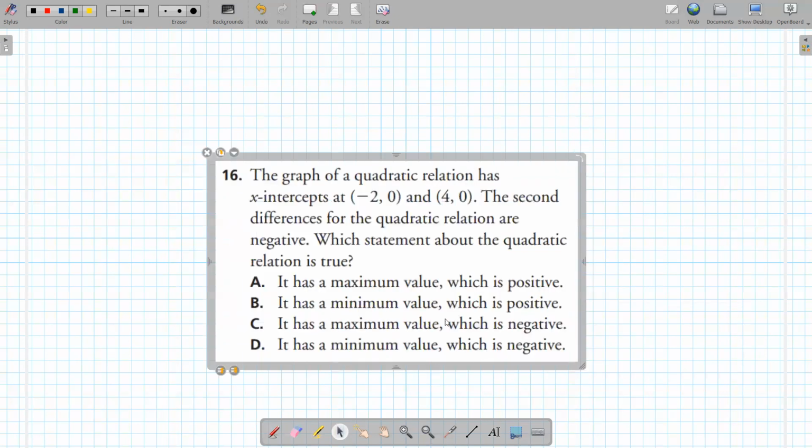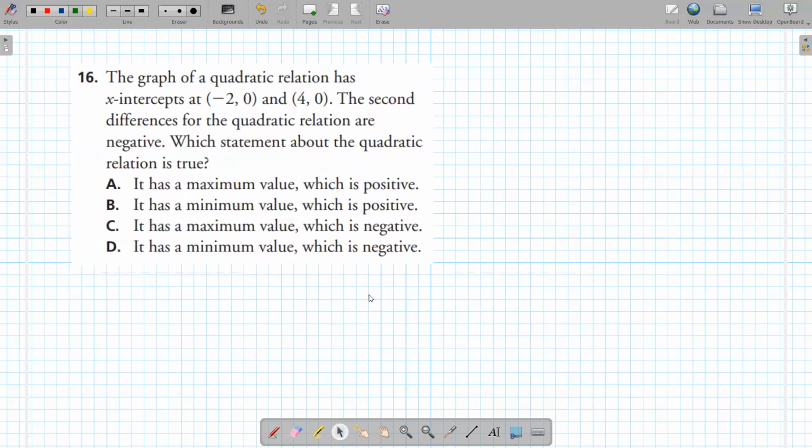So they've given us a quadratic, and then they've given us two x-intercepts. The second differences are negative. If the second differences are positive, it opens up. If the second differences are negative, it opens down. So our two zeros are at -5 and +4. Second differences just means you subtract the y's twice. And if the second differences are negative, then you're gonna be opening downwards like this.